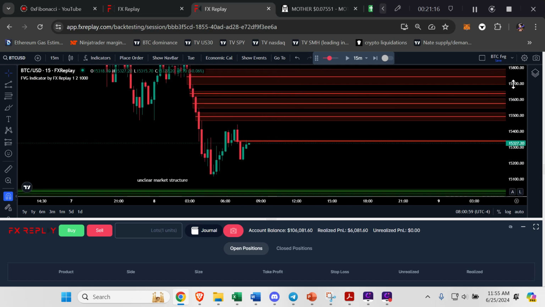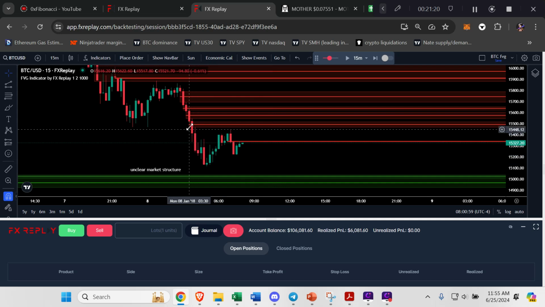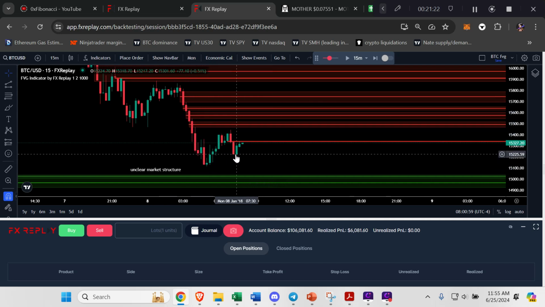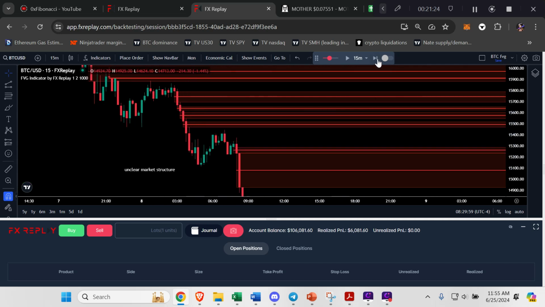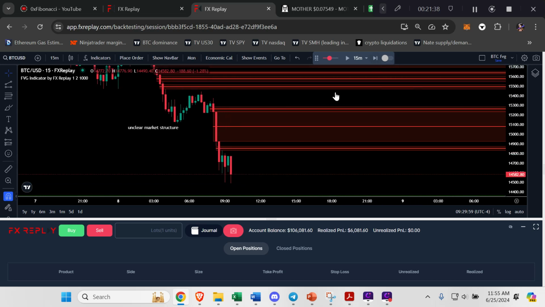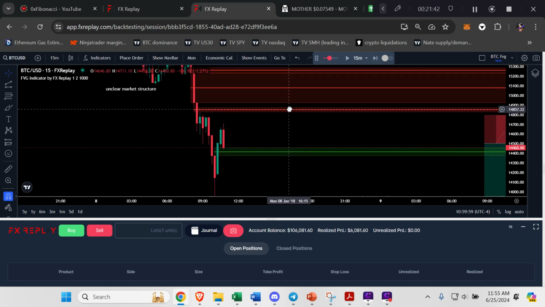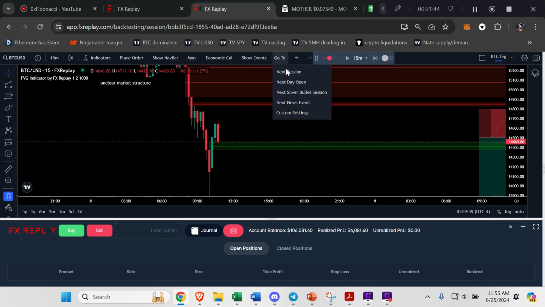So here we are on a Monday, and again, we had unclear market structure. We've got a downtrend, but now we have a higher low, so I'm not really sure. I guess this one would have worked out. There was a fair value gap here that would have worked out, but I'm sticking to the rules, and I wouldn't have taken this one just because it's an unclear market structure. So I think it just went down the rest of the day. And I don't think there were any other trades that day. So let's go to the next day.